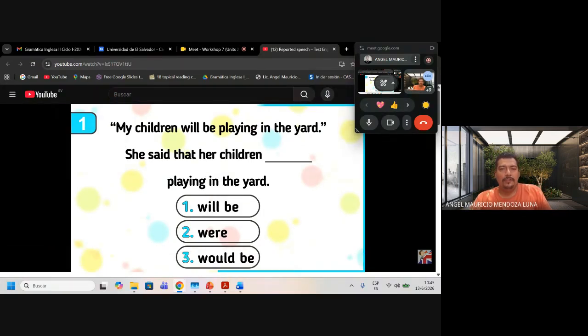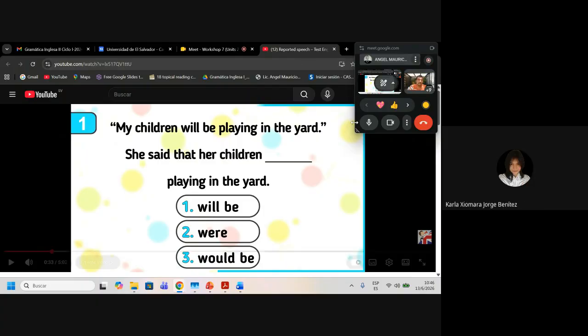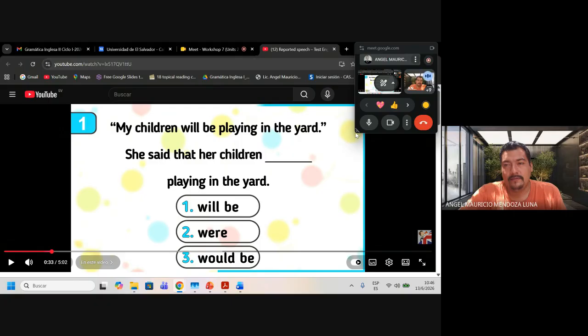The statement is, my children will be playing in the yard, right? So the statement is incomplete over there. You need to choose between, oh, sorry, 1, 2, or 3. Sorry for the mistake. She said that the children, right? I don't know if this will be, where, or will be. Turn on your micro and share your answer. Will be, 1, 2, or 3. Everybody, please. The third one. Number 3.